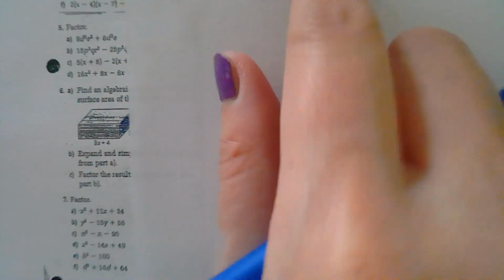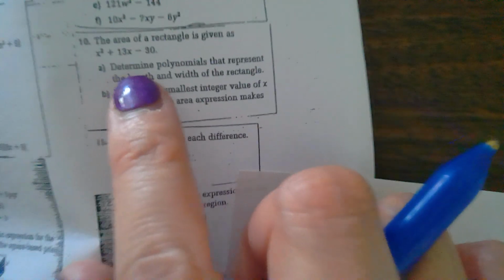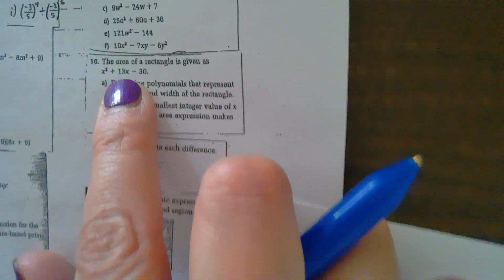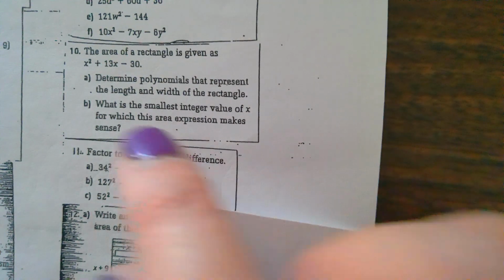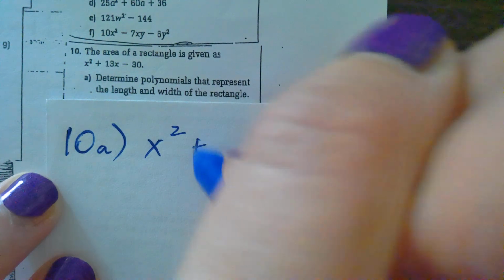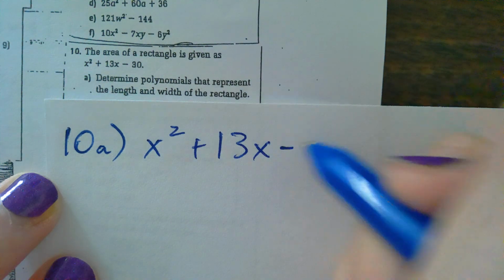Okay, two more. Actually, here, let's just go straight to this one right here. The other word problem. So as I was saying, I will give you the area and ask you guys to find the dimension, or I give you the dimension and ask you guys to find the area. So this time I give you the area. So x squared plus 13x minus 30.